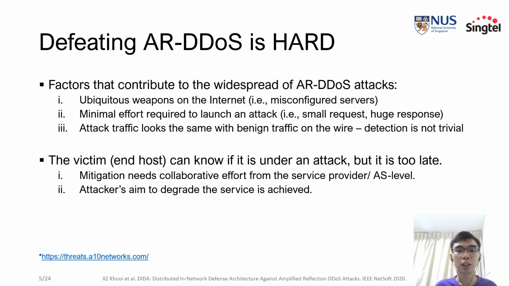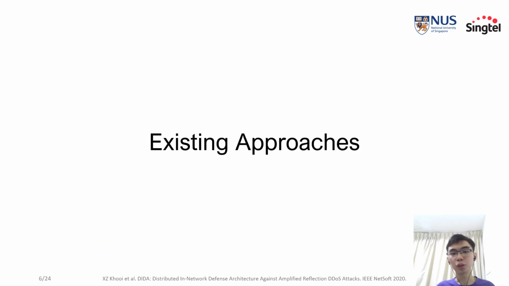For factor number 1 and number 2, there's nothing much a victim ISP can do since they are located outside of the network. Hence, what they can do is to focus on distinguishing malicious traffic in order to protect their networks. This will be our focus today. Before we go into how we can defend against AR-DDoS attacks, we will look at two existing approaches on how ISPs deal with DDoS attacks currently.